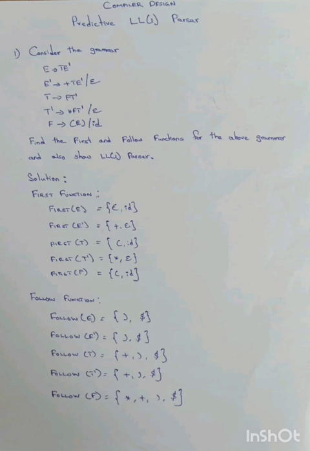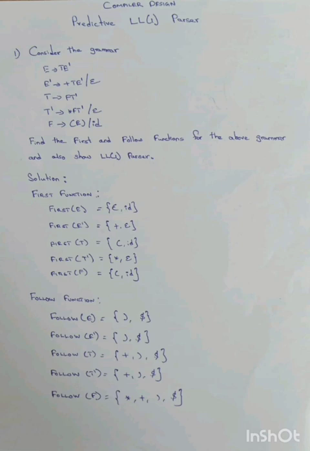First function. In the given productions, E, E dash, T, T dash, F are the non-terminals. For these we need to find first of E, first of E dash, first of T, first of T dash and first of F. First of E: see the E production, E tends to T. T is a non-terminal, so we move to the T production. T tends to F. F is a non-terminal, so we move to the F production. F tends to open bracket or ID. So the first symbols from F are terminals, that is open bracket and ID. So first of E is open bracket comma ID.